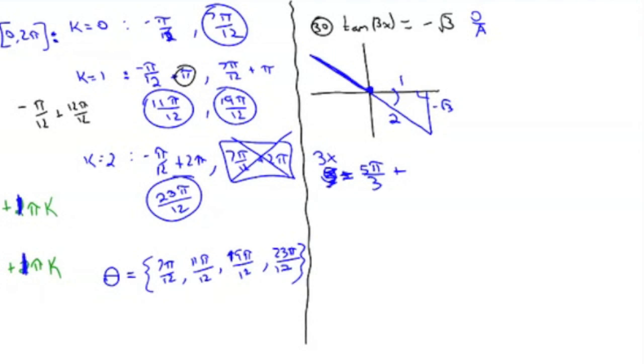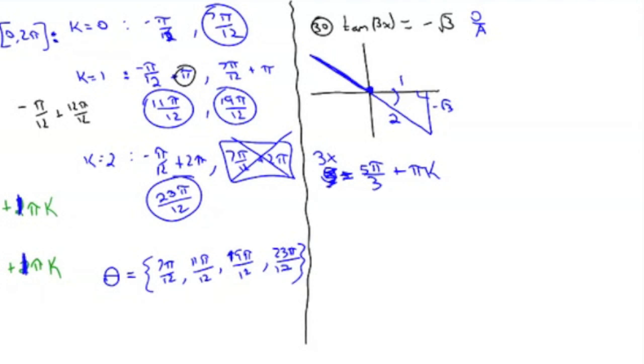Now think about this. If this is my angle down here, how do I get to the other angle? You just add pi. So this would be pi k. So why is it in the second and fourth? Because it's negative. Tangent is all students take calculus. So tangent is positive here and here. It's negative here and here.